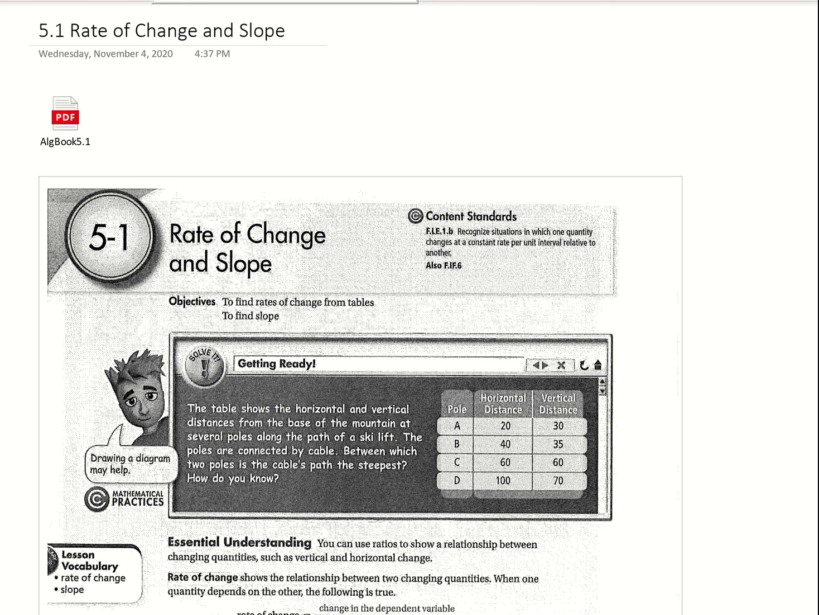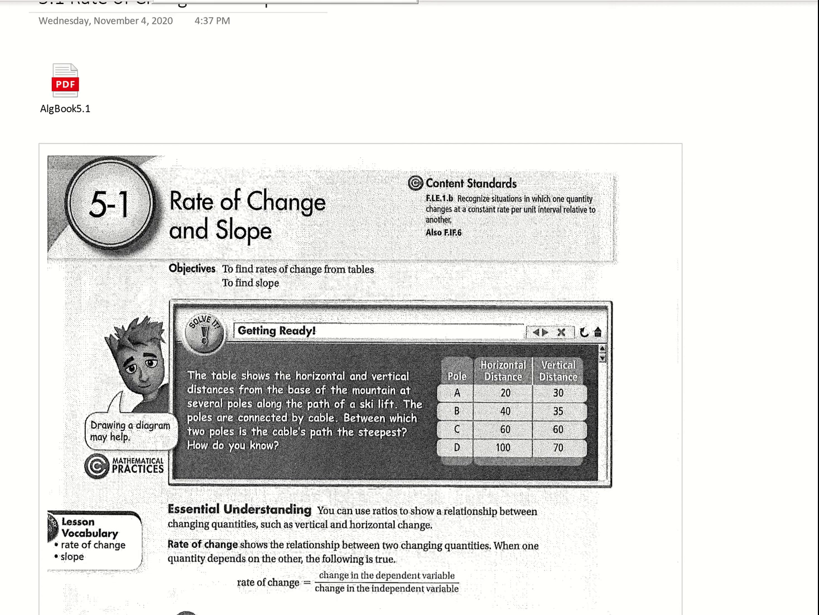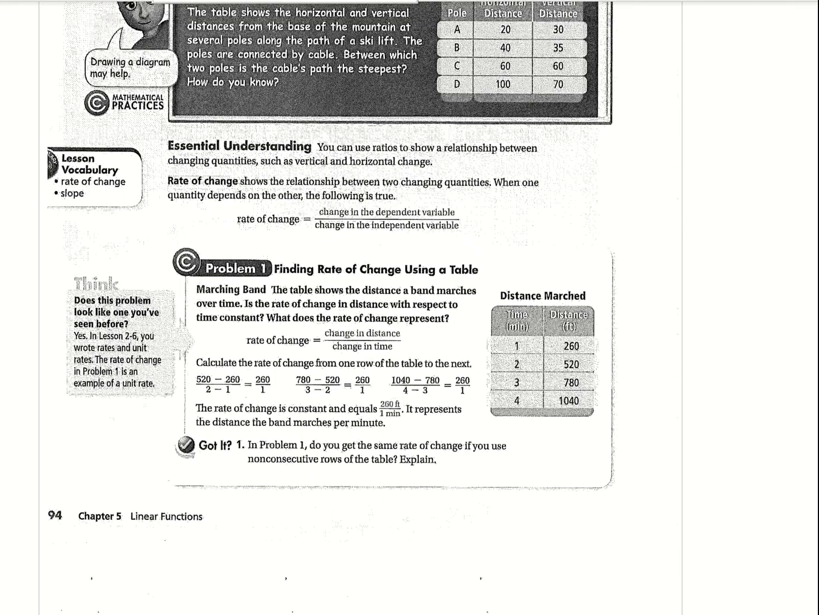So today we are doing 5.1, which is rate of change and slope. Our objectives are to find rates of change from tables and also to be able to find the slope, both from tables and graphs. So we'll get right into it.